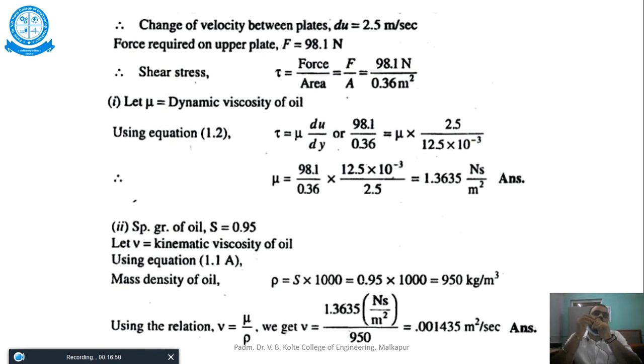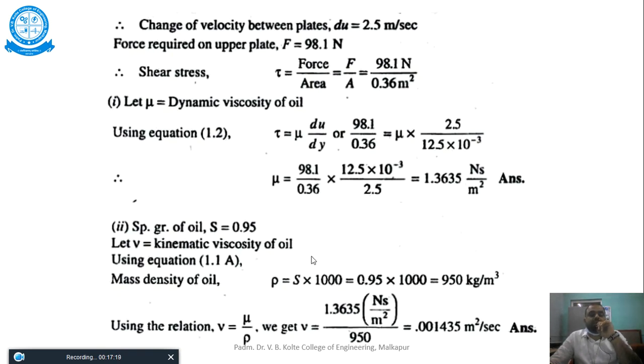This is already given. So the shear stress formula is force upon area. Force is 98.1 Newton upon area 0.36 meter square. So case 1, we have to determine the dynamic viscosity of the oil. So tau is equal to mu into du by dy. Put all the given values in this equation. From that we will get the value of mu, that is nothing but 1.3635 Newton second per meter square.